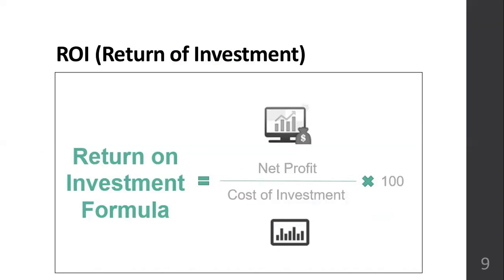Return of investment, from the name itself, you can understand what it would be. You have invested some money, and whatever you have invested, how much you are getting back after calculating the cost and everything. Whatever remains back is your return of investment.